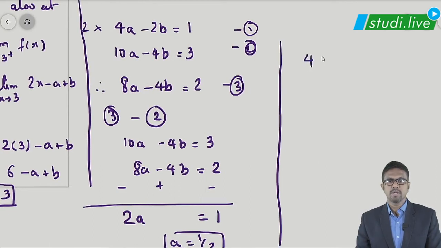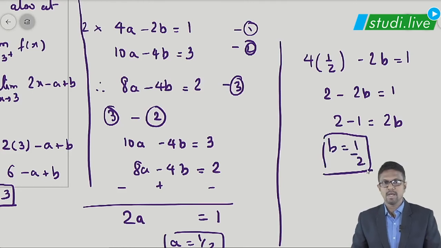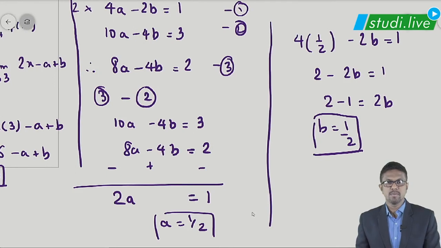So it is 4 into 1 by 2 minus 2b is equal to 1. So this cancels, 2 minus 2b is equal to 1. So 2 minus 1 equal to 2b, so the value of b is also coming out to be equal to 1 by 2. So a and b, both the values are equal to 1 by 2. So that is the final answer for us. A and b are both equal to 1 by 2.